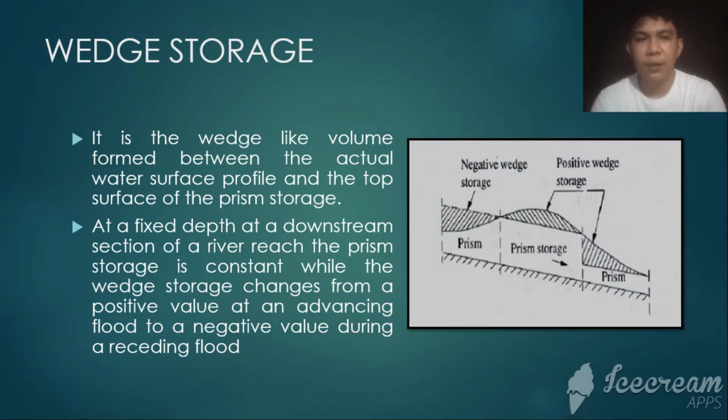Next is the wedge storage. It is the wedge-like volume formed between the actual water surface profile at the top and the surface of the prism storage. So at a fixed depth at a downstream section of a river reach, the prism storage is constant while the wedge storage changes from a positive value at an advancing flood to a negative value during a receding flood.